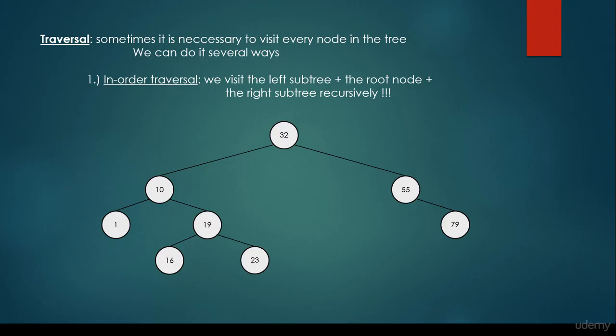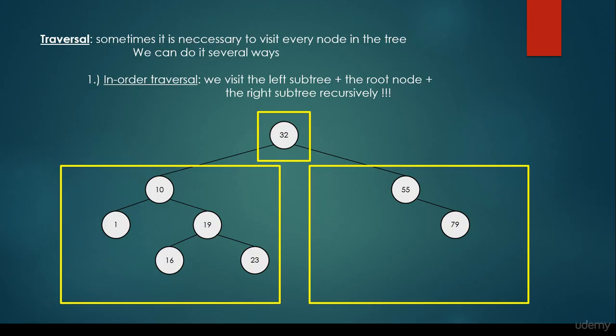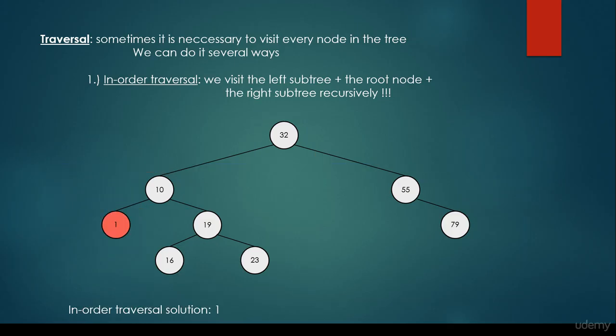We just visit the left subtree, then the root node, and the right subtree in a recursive manner. But the left subtree again contains a root node, a left subtree, and a right subtree. So we just have to use the same approach over and over again in a recursive manner. Like this, we will visit 1, then 10, 16, 19, 23, 32, 55, 79, which is going to be the numerical ordering in this case.